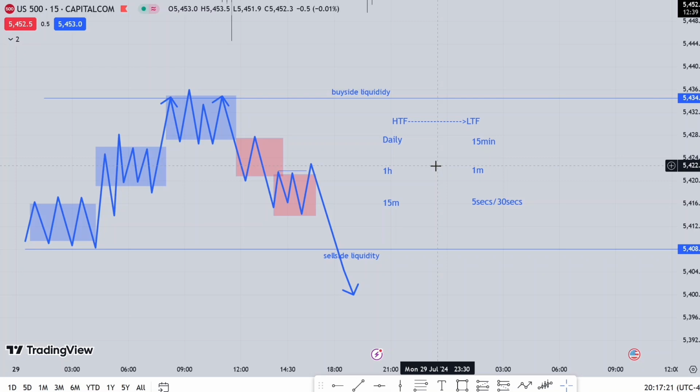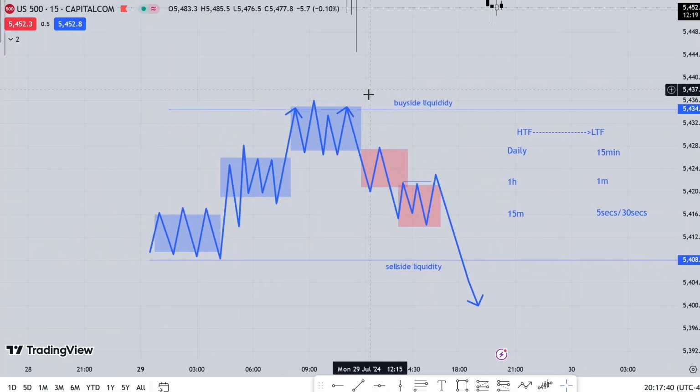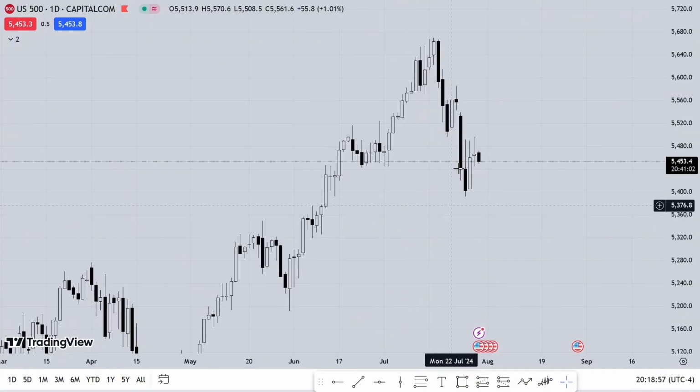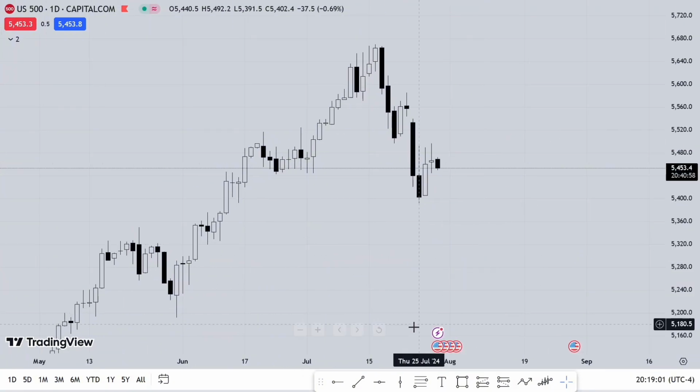So you'd expect the fractal nature of these market maker models to occur at the subordinate lower time frame, using this as a framework to understand this. So let's look at a quick example. On the daily time frame, you have something like this.